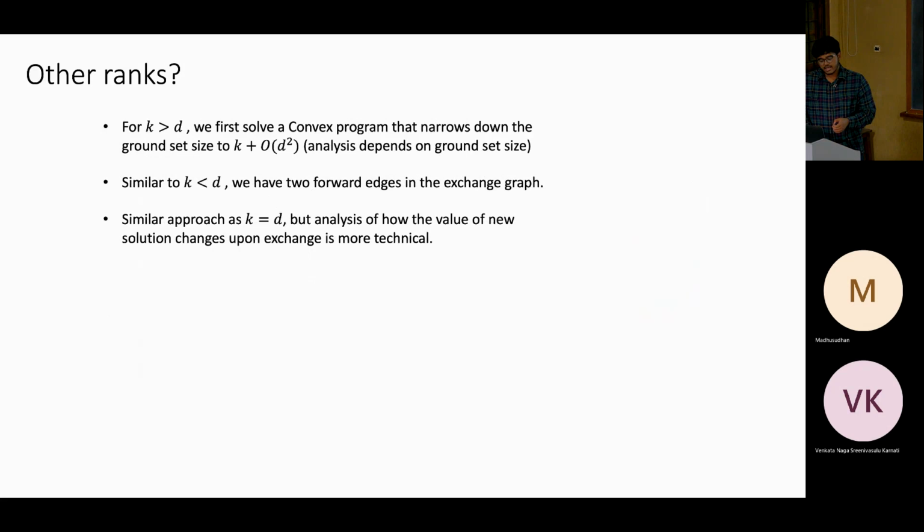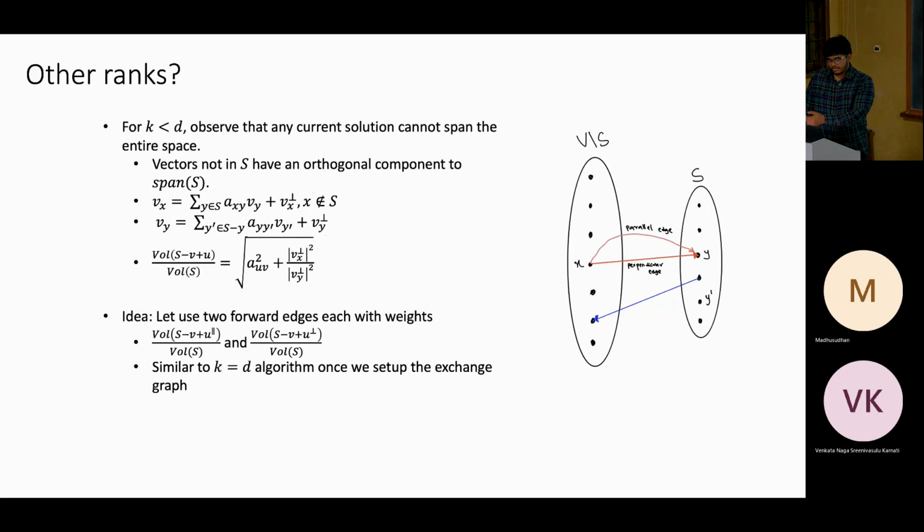And for larger rank, we have to do more work. We need to bring down the ground set size to k plus order d square, and then again it's similar. Even there you need to put two edges.